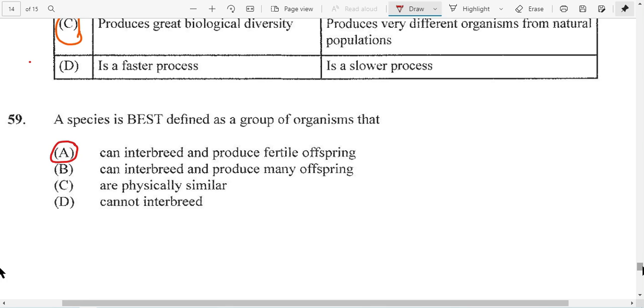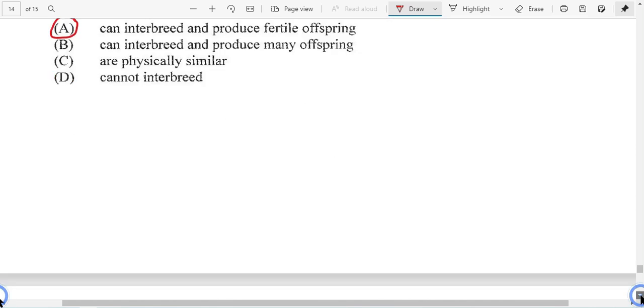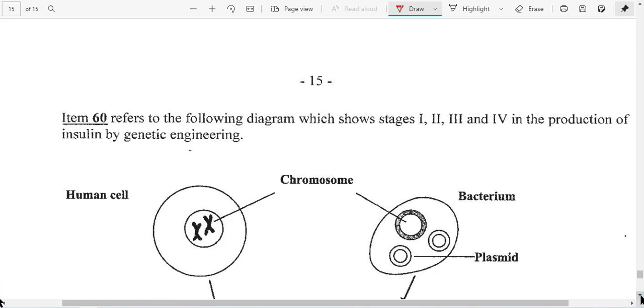Now, a species best defined as a group of organisms that are able to interbreed and, of course, produce viable offspring. Here we chose A being, of course, interbreed and produce fertile offspring. Fertile offspring meaning viable offspring. So our answer there you would have seen.